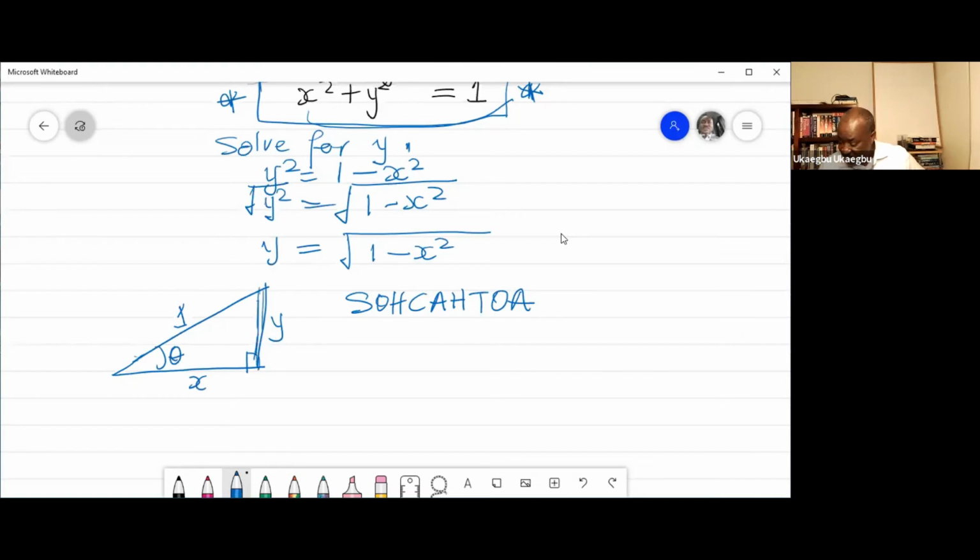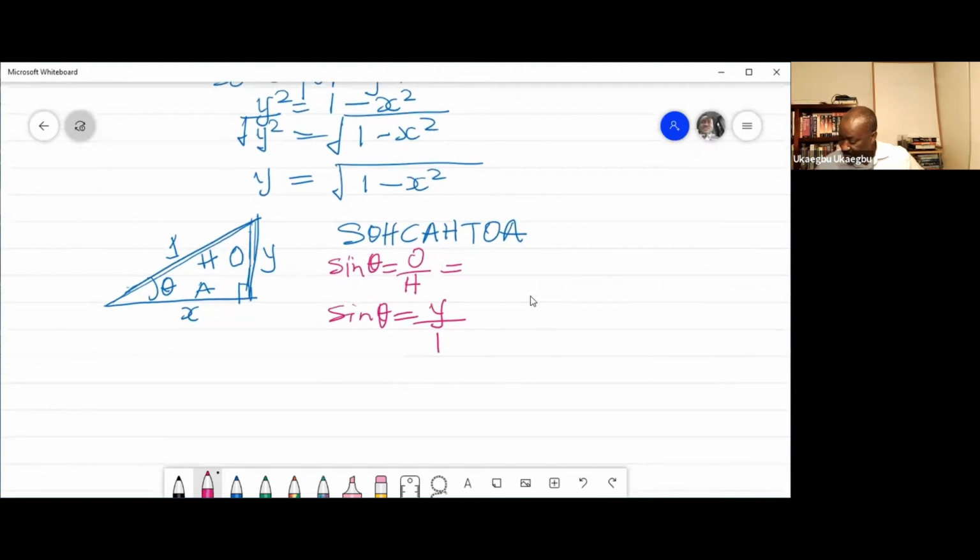Let's define the sides of this triangle. The side that is facing the 90 degree angle is the hypotenuse. The side that is facing the given angle is the opposite. And then the other side becomes the adjacent. Okay? So now, considering your SOHCAHTOA, sine theta would be opposite over hypotenuse. Sine theta is equal to, opposite is y, hypotenuse is 1.